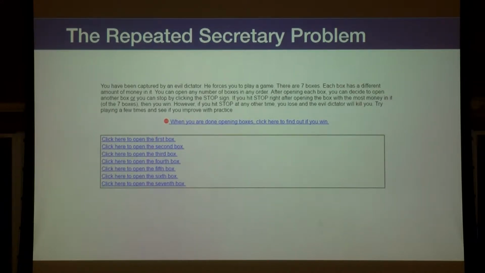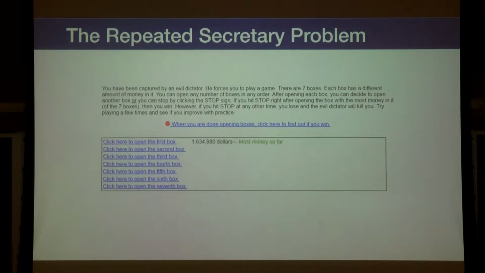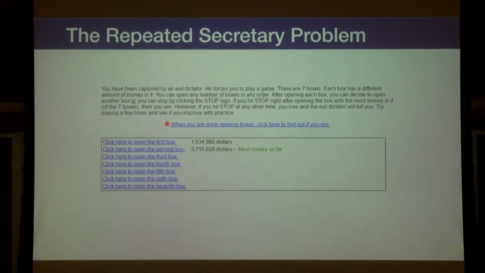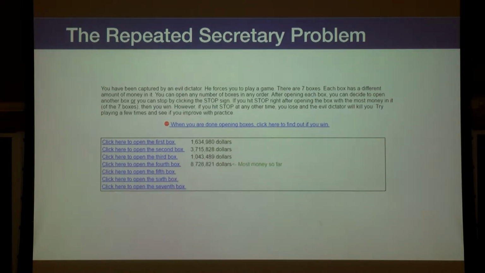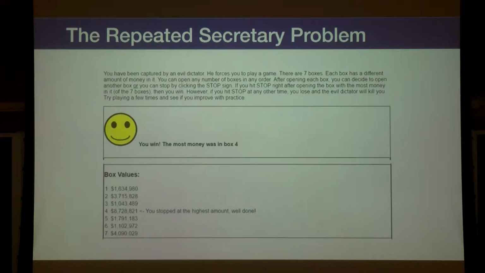I'm gonna start just with the first box this time. $1.5 million, nice. Second box has $3 million, actually almost 4. Third box only has $1 million. Uh-oh, it's dominated. I better not stop. Okay, the 4th box has $8 million, and I am out of patience. I'm going to stop now. And this time I win. $8 million was the most amount of money that was in any box.